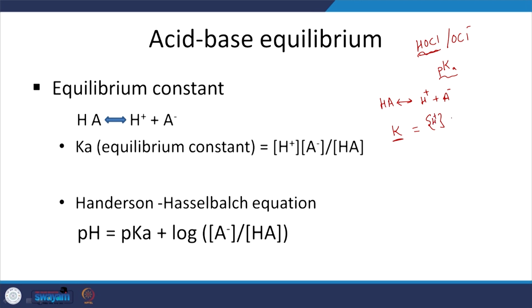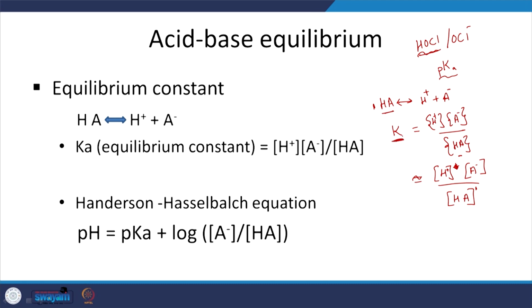K is equal to the activity of H plus times the activity of A minus, divided by the activity of the reactants raised to their stoichiometric coefficients. Because the reactant is only HA, I am going to have only HA here. In this class, we are not going to use activities, so we are going to approximate it by the concentration of H plus times the concentration of A minus, divided by the concentration of HA. If it was 2 HA, then it would have been HA squared, but that is not what we are looking at. The stoichiometric coefficient is only 1, so it is raised to 1. Same case with H plus and A minus.